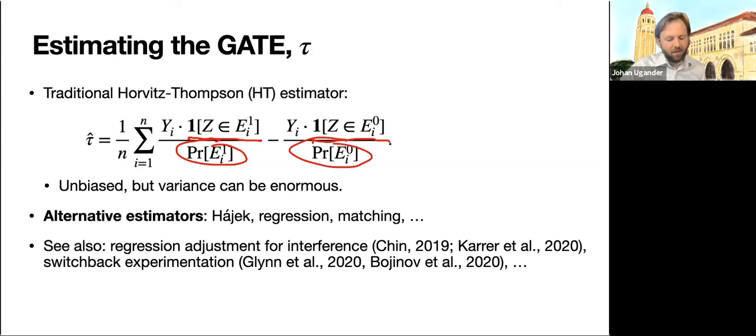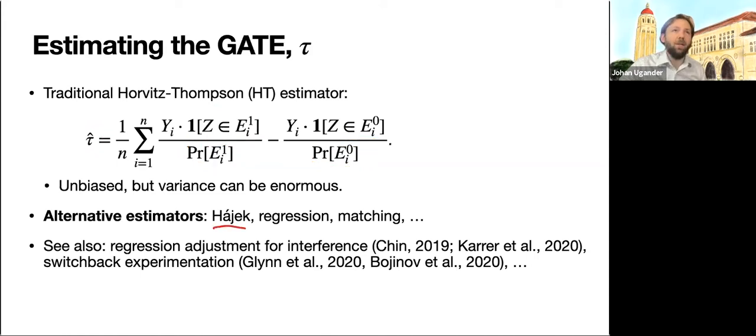The reason that you do this is the famous property of the Horvitz-Thompson estimator: if you take an expectation, the only thing that's really random here is Z. So you're taking an expectation of these two indicator variables, and the expectation of an indicator variable is its probability. So you get this cancellation, and the expected value of this Horvitz-Thompson estimator is the estimand that we want, tau. That's what's great about the Horvitz-Thompson estimator.